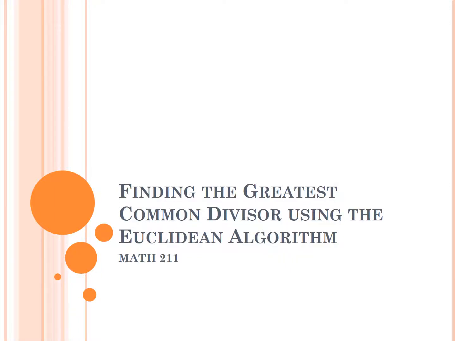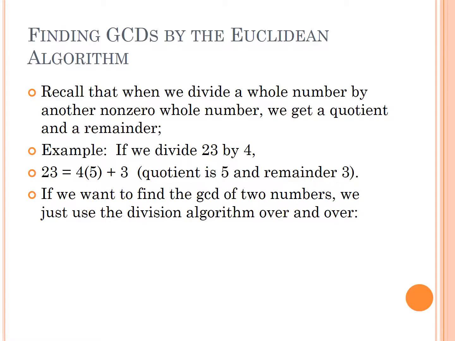Hi folks, it's time to talk about greatest common divisors and least common multiples. There's a third way of finding GCDs too. It's called using the Euclidean algorithm.